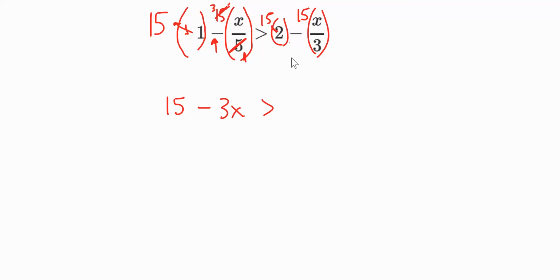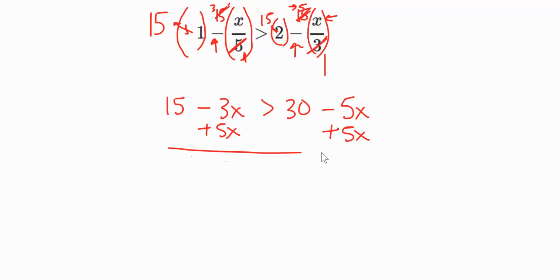All right, 15 times 2, no problem, that's 30. And again, this 3 cancels off. This becomes a 5, and we got ourselves a negative 5 times x, negative 5x. Okay, let's bring things over. So adding 5x to both sides this way. That cancels, so this is 15 plus 2x greater than 30.